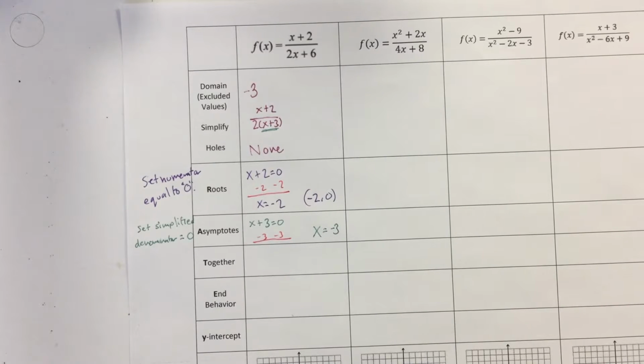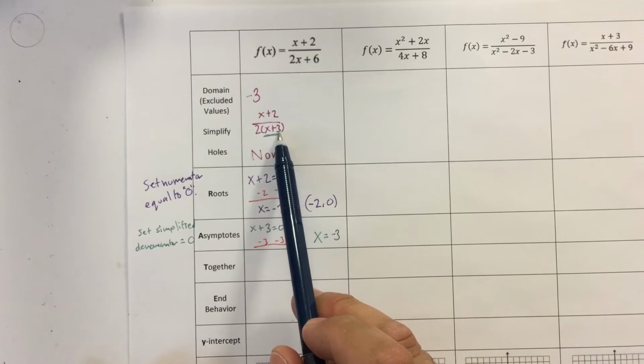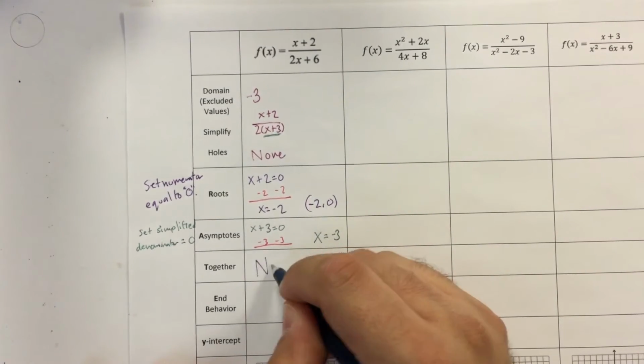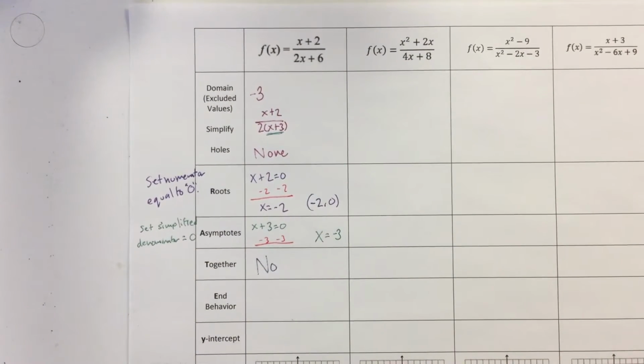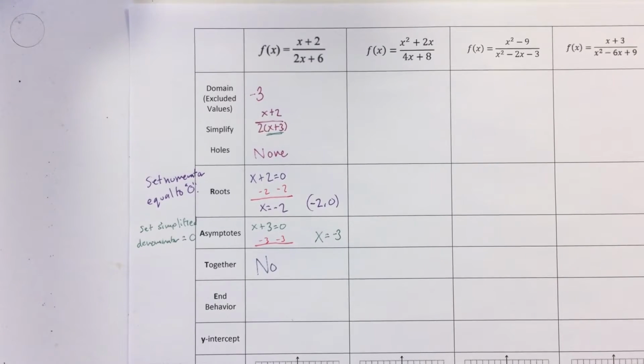All right, the next check is a yes or no question. We look at the simplified equation. Do you see an x squared at the bottom? Yes or no? So the answer is no. All right, next thing, end behavior. The end behavior is actually your horizontal asymptote.